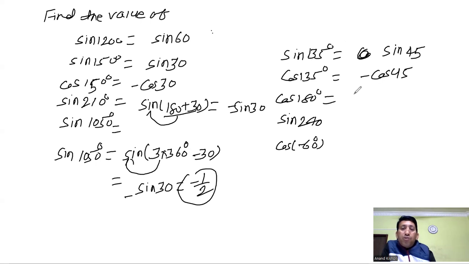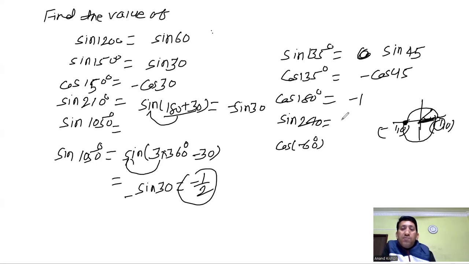Cos 180, how much do we know? We know cos 180 is minus 1, because in the previous video we learned on the unit circle. Cos 0 degree is 1, and cos 180 degree is minus 1. So cos 180 is minus 1.